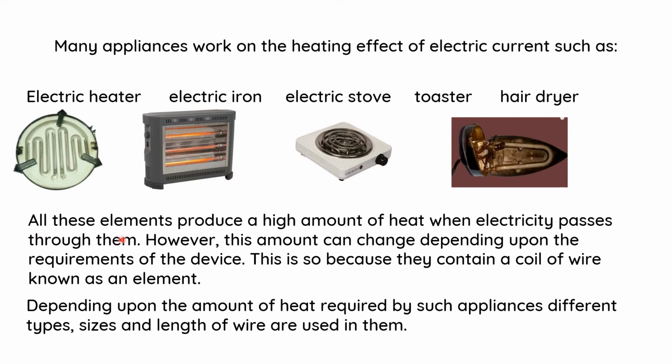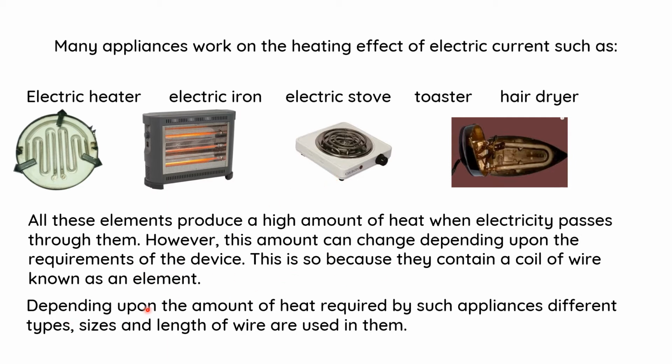Now, all these appliances produce a high amount of heat when electricity passes through them. However, this amount can change depending upon the requirements of the device. This is so because they contain a coil of wire known as an element. I told you these are coils, and these coils are called what? Element. The amount of heat depends upon the requirement of the device.